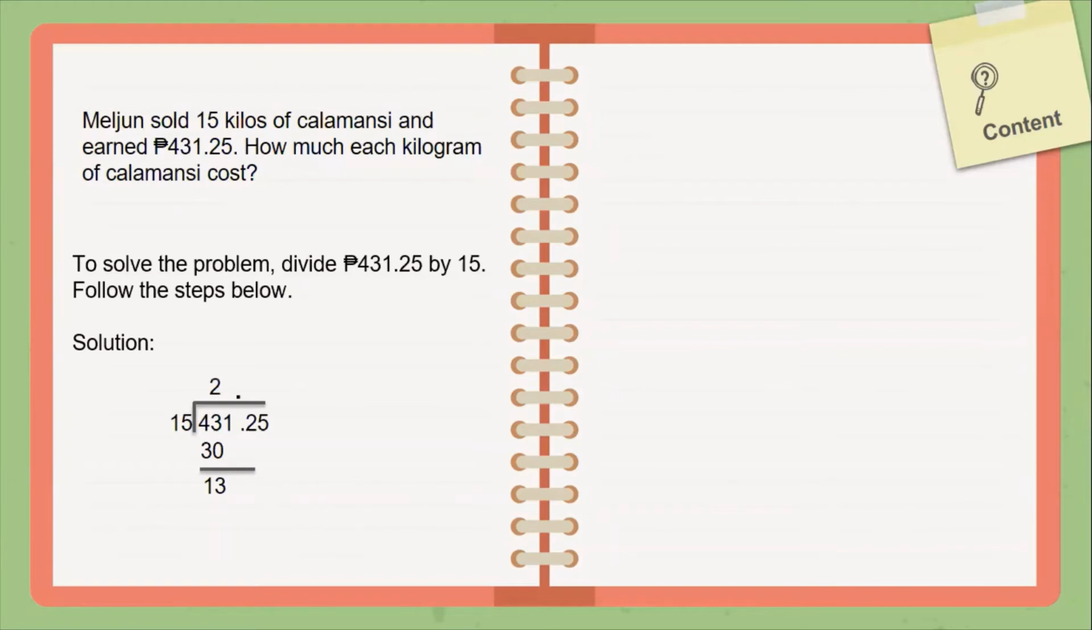We cannot divide 13 by 15, so we need to bring down 1. So 131 divided by 15, we have 8. 8 times 15 is 120. And let us now subtract 131 minus 120. The answer is 11.